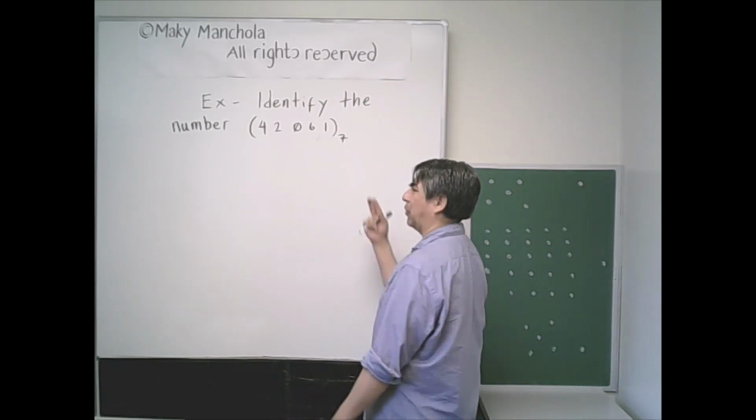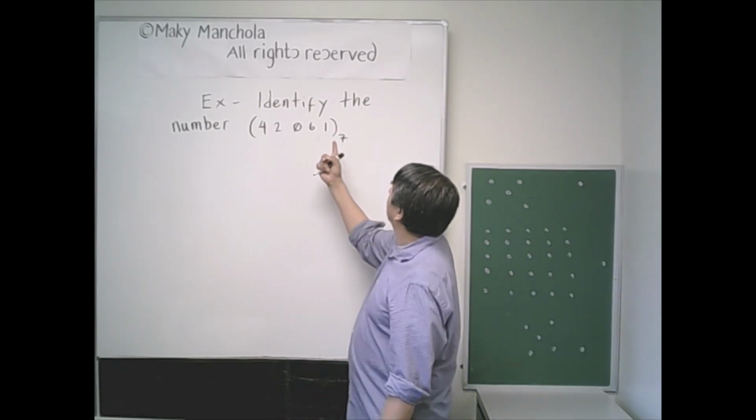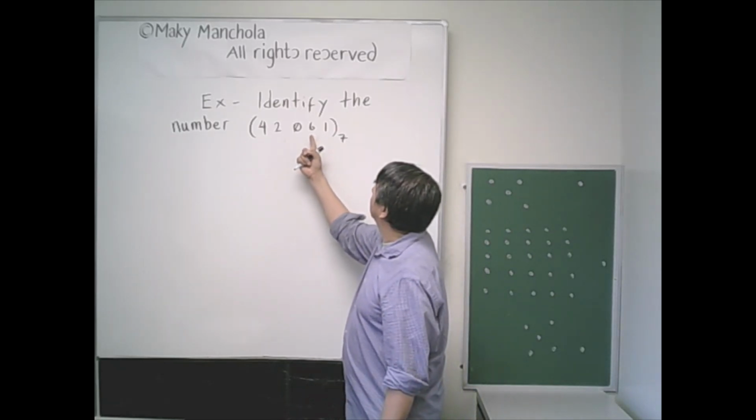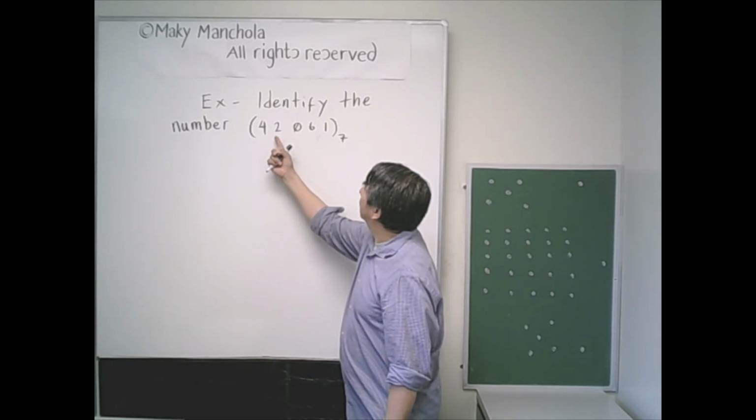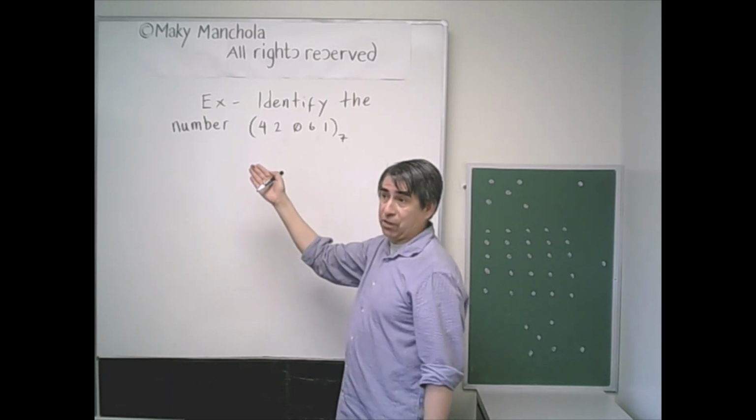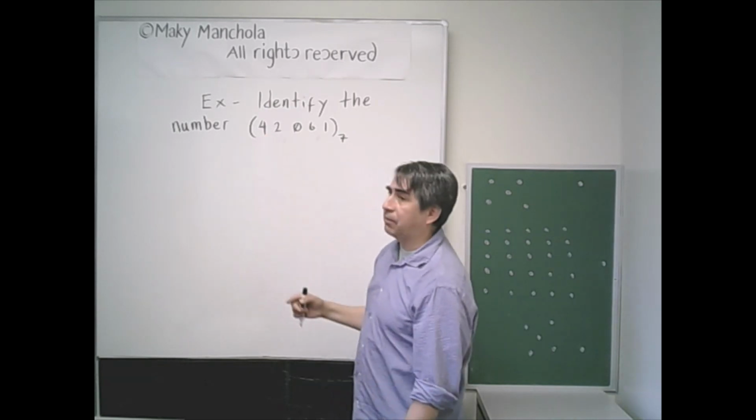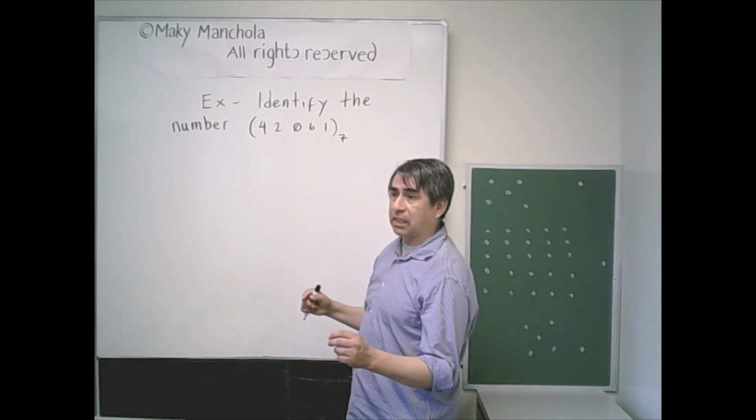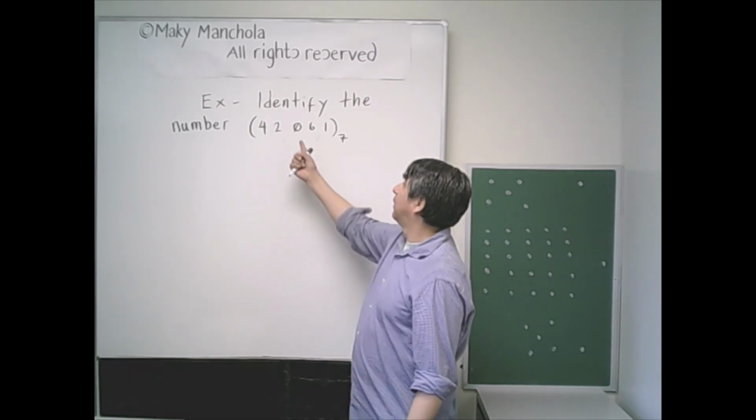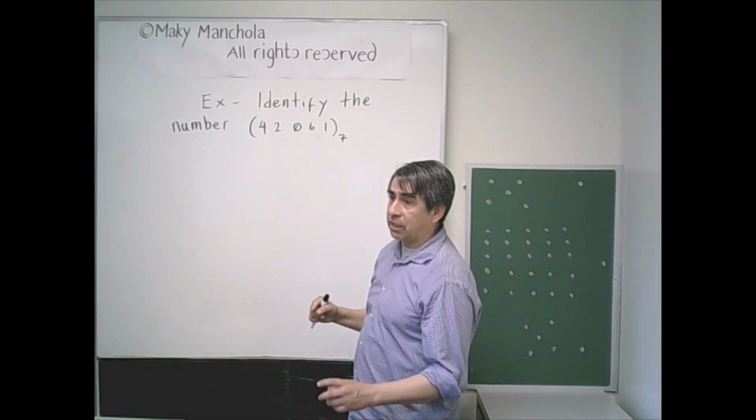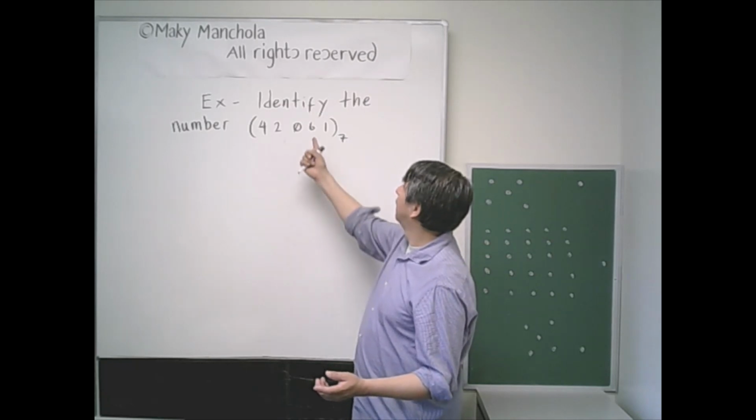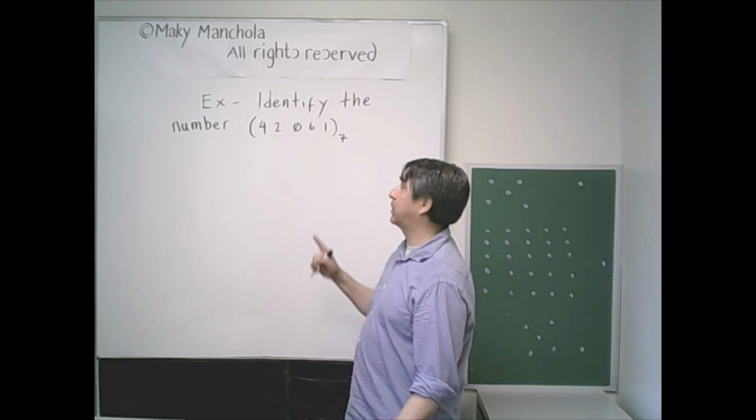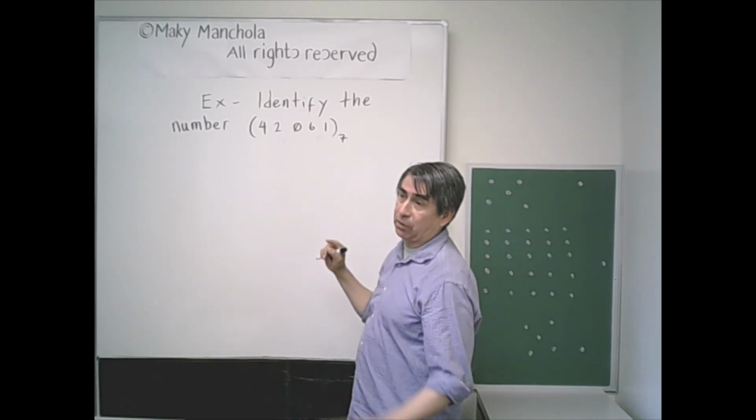How do you read this number? Well, 7 to the 0, 7 to the 1, 7 to the 2, 7 to the 3, 7 to the 4. Those are their coefficients. So there are 4 7 to the 4ths. There are 2 7 to the 3rds. There are 0 7 squareds. There are 6 7 to the 1sts. And there is 1 7 to the 0, or 1 unit.